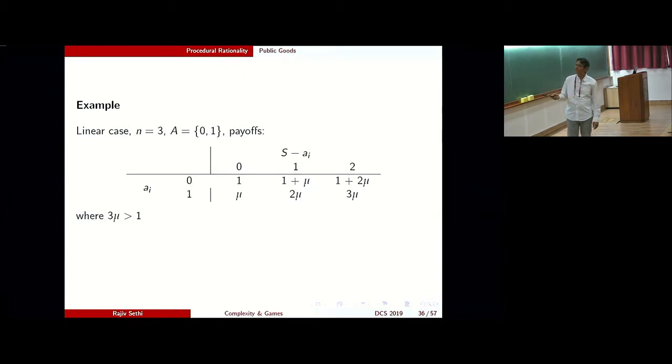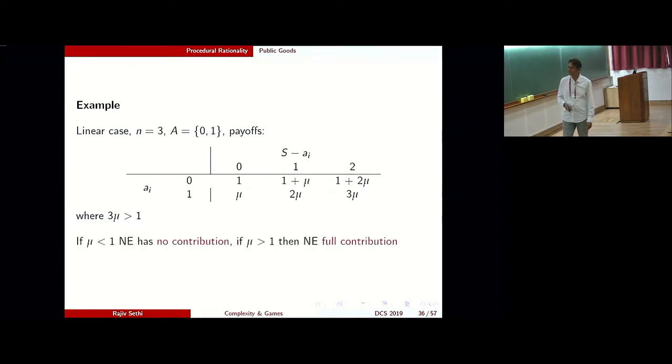Okay? So as long as 3 mu is bigger than 1, this is the payoff that we all get if we all contribute. As long as 3 mu is bigger than 1, then we should all contribute. We'll all do better if we all contribute. But as long as mu is less than 1, I always get more by not contributing than contributing, right? So this is the prisoner's dilemma feature of this thing. Okay. So if mu is less than 1, the Nash equilibrium has no contribution. If mu is bigger than 1, Nash equilibrium has full contribution. And most public goods games assume this.